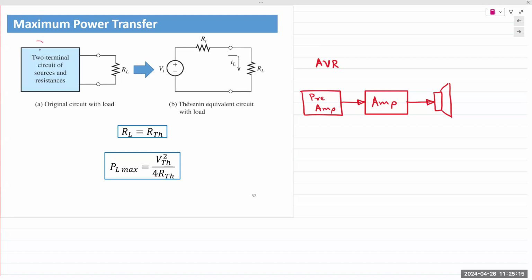Okay, so here is a sealed box representation of a two-terminal circuit. That circuit can be represented by its Thevenin equivalent network as a voltage source in series with a resistor. RL simply denotes that it is the load resistor or simply the load.